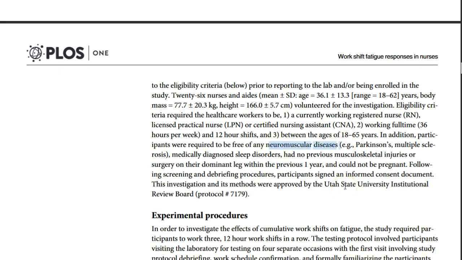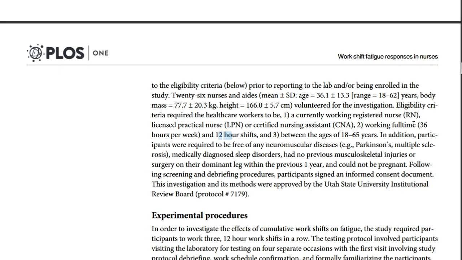Now, as far as the rest of those, if what you're looking for is people who are working 12-hour shifts, well, they've got to be working 12-hour shifts, so that makes sense. Between the ages of 18 and 65, well, I guess they're just trying to do an ordinary working adult. And then they have to be working full time. Okay, so all those seem pretty reasonable. So in terms of critiquing the inclusion-exclusion criteria, that's kind of how you would think about that.